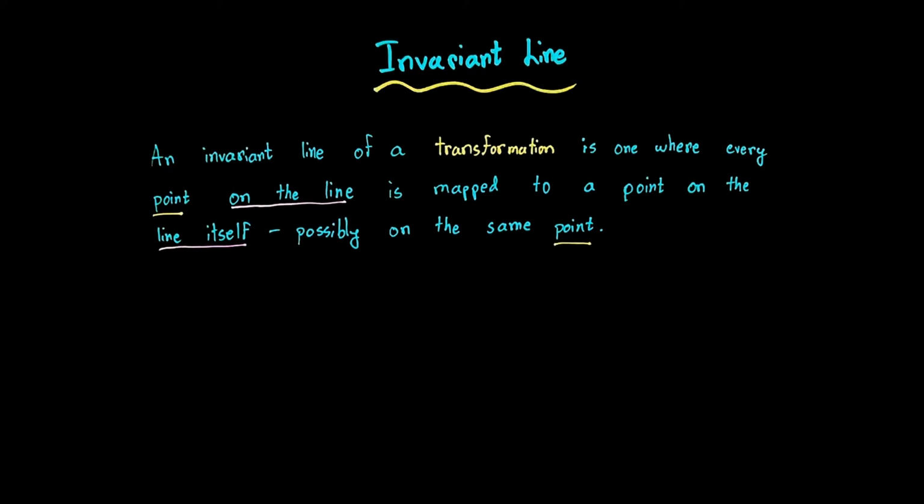So you see, there are actually two scenarios. The first scenario is when the point is mapped onto the point itself. And the second scenario is when the point lying on the invariant line is mapped somewhere else on the invariant line. The first scenario occurs when there is only one invariant line, and the second scenario occurs when there are two or more invariant lines. Yes, that's right. A transformation matrix can have more than one invariant line.